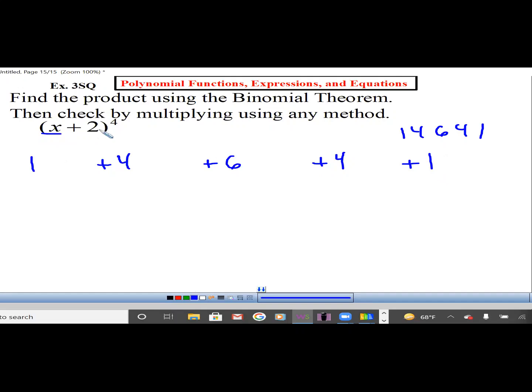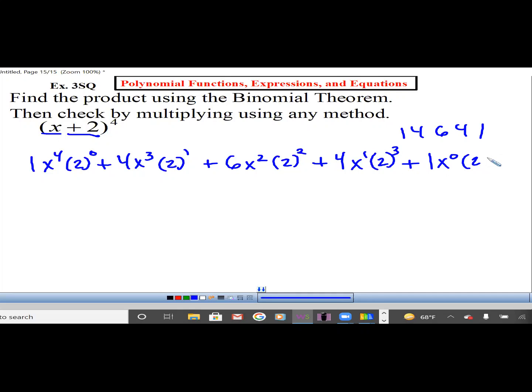My first term is x, and I'm going to write x to the 4th, then x to the 3rd, x to the 2nd, x to the 1st, x to the 0. My next term is +2, so in parentheses, 2 to the 0, 2 to the 1st, 2 to the 2nd, 2 to the 3rd, 2 to the 4th. Hands if you got up to right there. Okay, good.